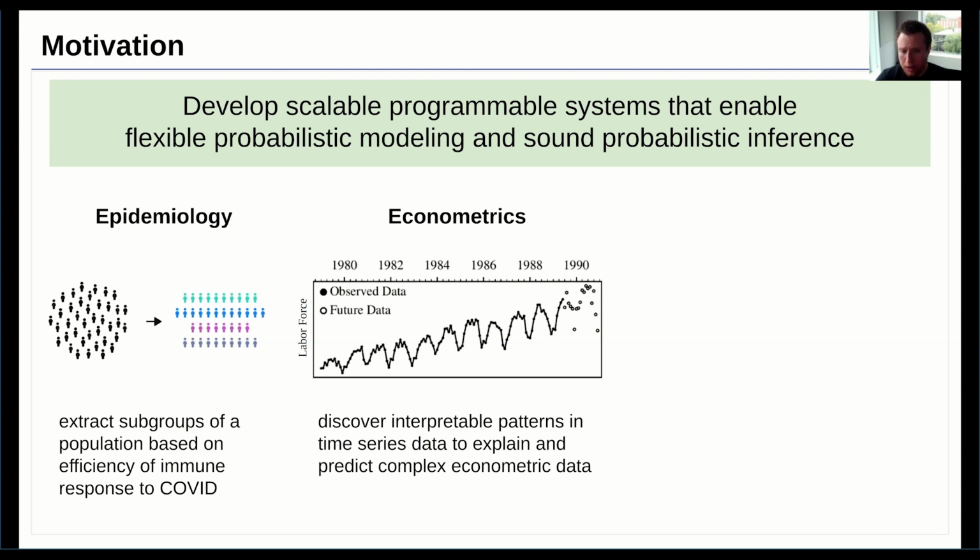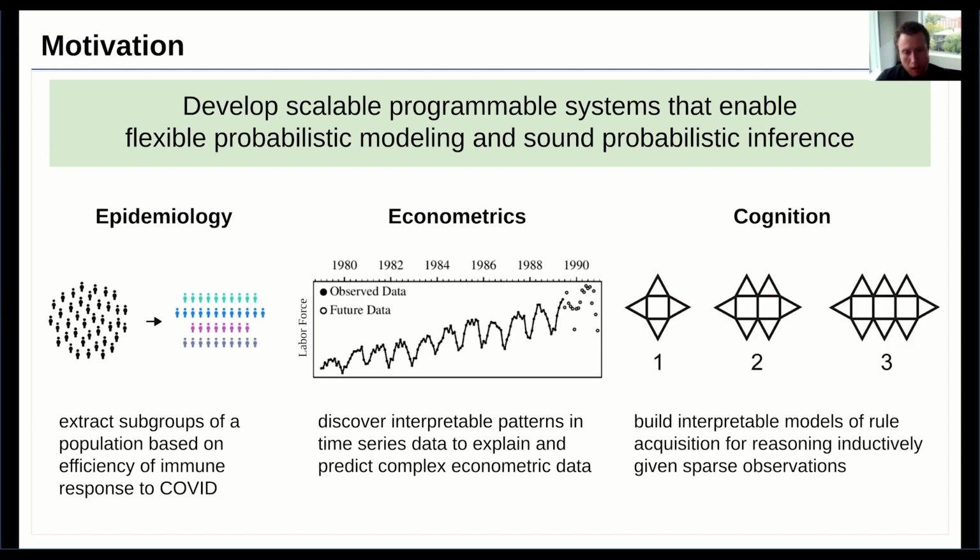The second example is econometric modeling, where we have very complex data of economic variables, such as the labor force, and we'd like to discover interpretable patterns such as seasonal variation, linear trends, and change points that drive the data generating process. We'd like to use these patterns both to explain the data to policymakers and also generate forecasts about likely future values. A third example is better understanding human cognition.